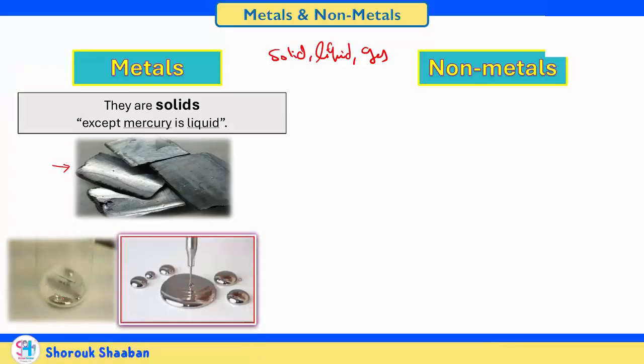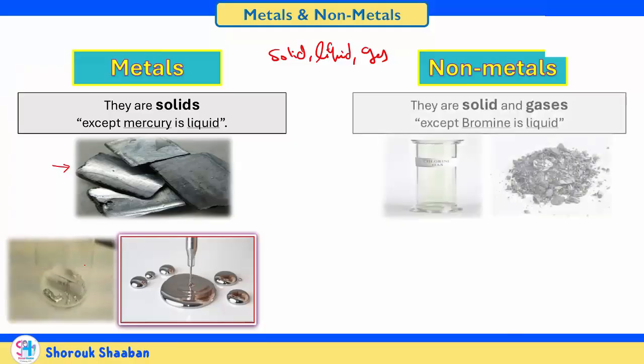Mercury, look here, seems like liquid, seems like water. That is why it's a liquid element. Only mercury. For non-metals, there is only one liquid here, bromine, while the rest of the non-metals are solid and also gas. Take care: solid and also gas, except one liquid, which is bromine.